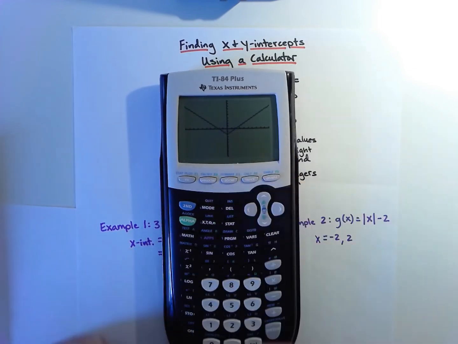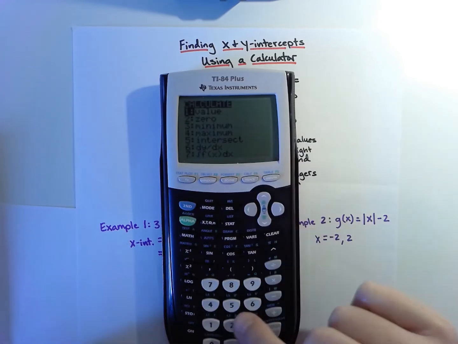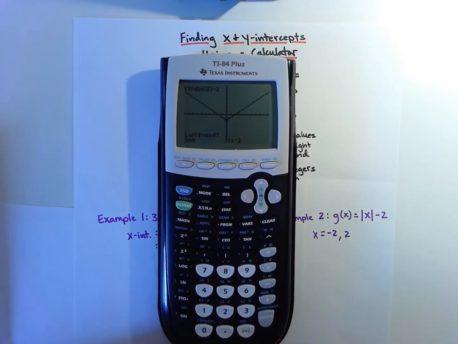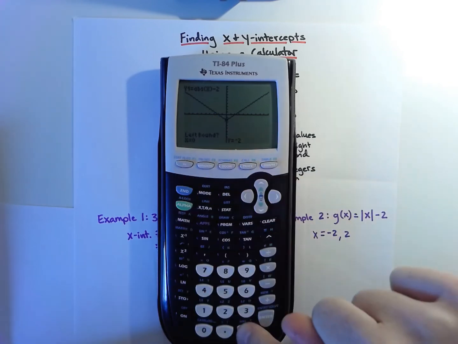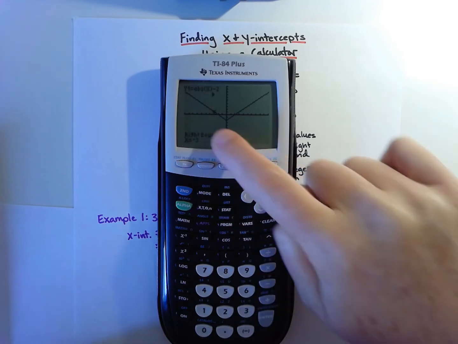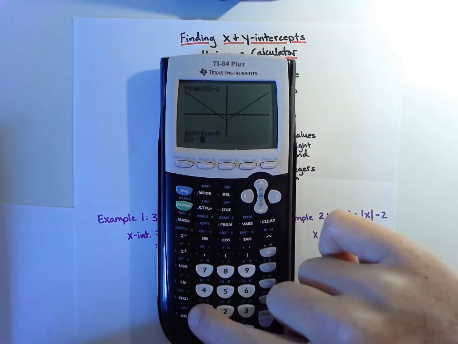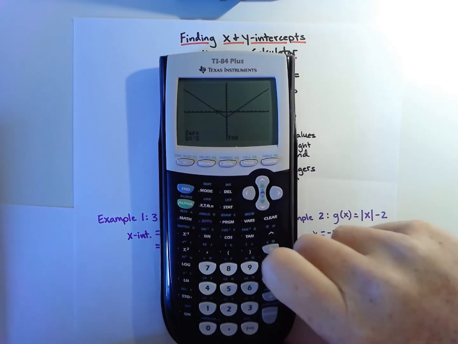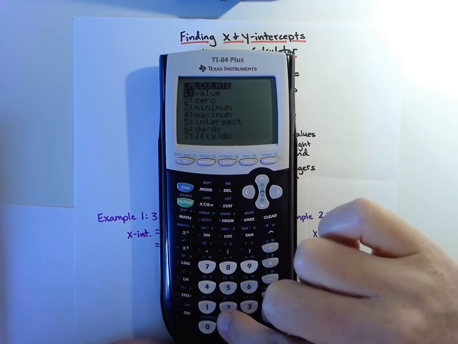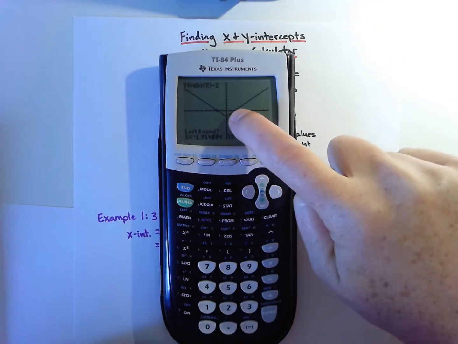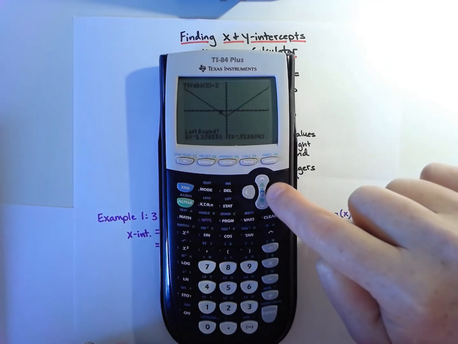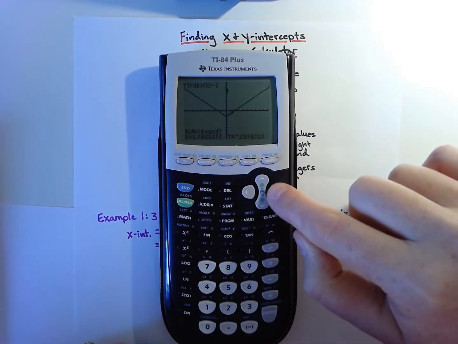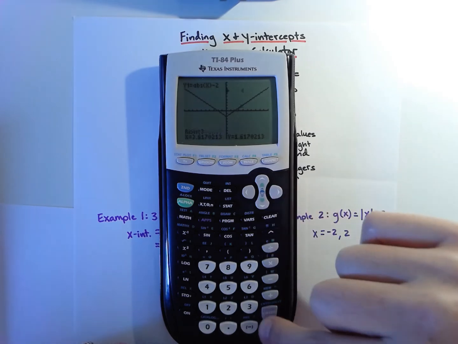So let's hit second trace 2 and type in some values. So let's type a value to the left of negative 2, like negative 3, and then a value to the right of negative 2, like negative 1, and hit enter twice, and it lands right on it. So then you'd have to hit second trace 2 again, and we know this one's at 2, but let's just use the trace feature this time. So we trace over, hit enter, and then trace to the right and hit enter, enter. So we can practice those other ways to find it.